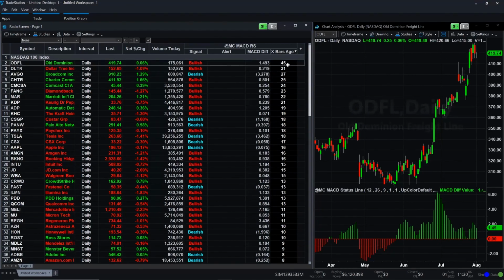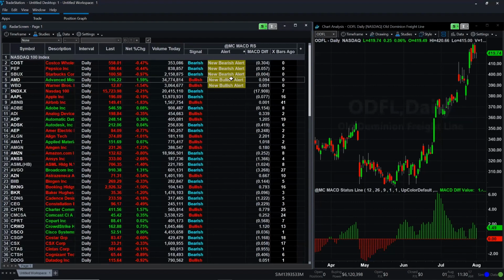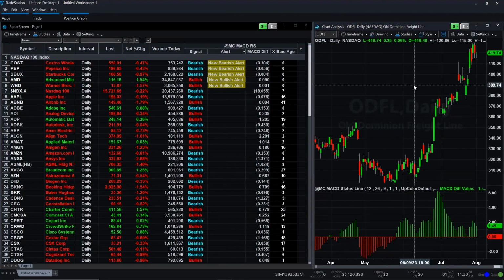So this is the type of information that you get with this custom indicator, the signal, the alert, and X bars ago is built into the one that's already on TradeStation. So you have that if you want to use that. But again, to use this indicator, you have to access that zip folder and import it into your TradeStation. In addition to getting all these signals and the ability to rank and sort symbols based on the values of the MACD, you also have the ability to backtest strategies.